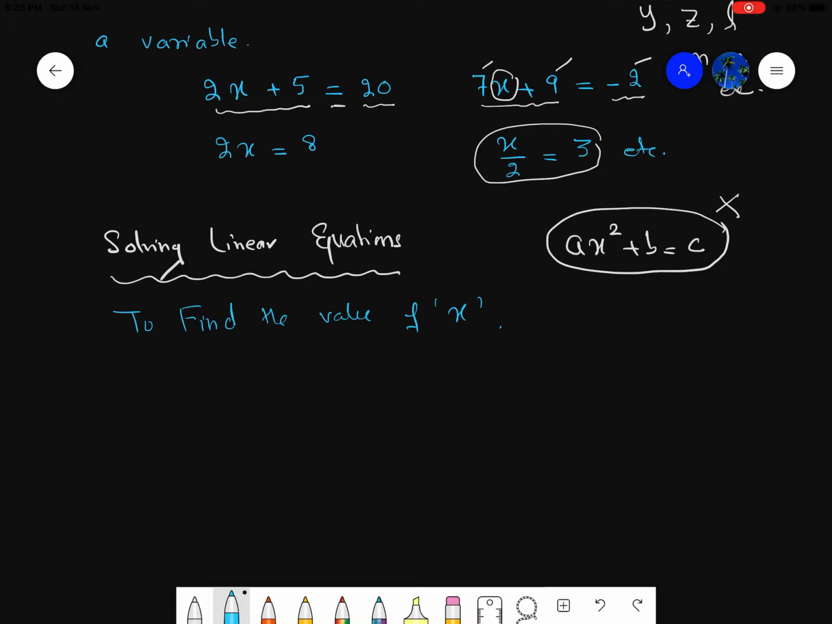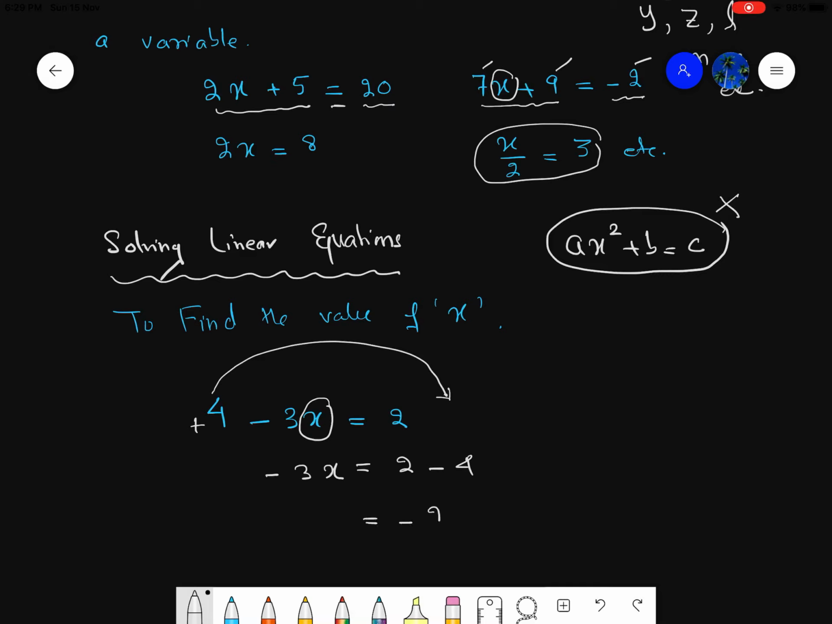For example, if we have an equation 4 minus 3x is equal to 2. This is a simple linear equation. Solving a linear equation means to find the value of this variable x. In other words, we are supposed to make x the subject of the formula. So this is plus 4, a positive 4. We will move this positive 4 to the other side of the equation. So positive 4 will change to negative 4. And here we have minus 3x. And 2 minus 4 is minus 2. And here we have minus 3x.